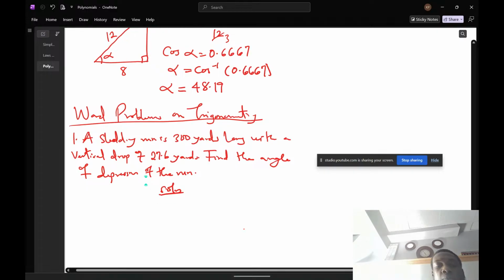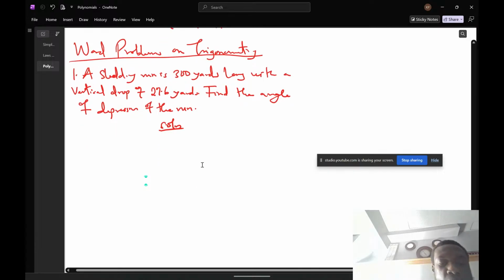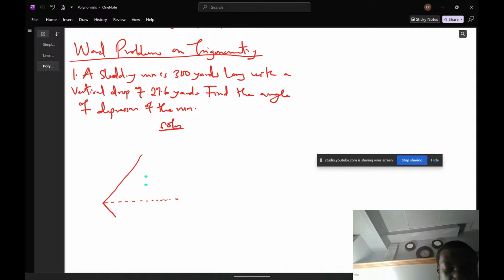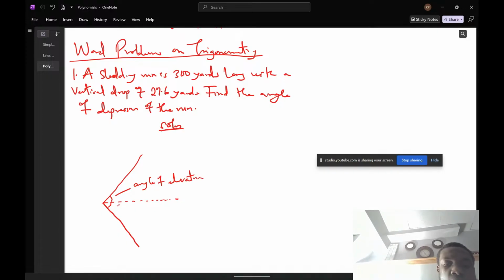Before I solve this question, I'm going to be talking about angle of elevation and angle of depression. So let's assume this is the line of sight, parallel line of sight. Okay. So we'll call this angle of elevation, and we'll call this angle of depression.